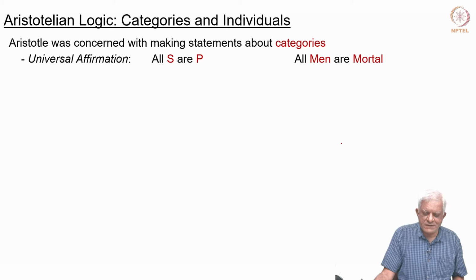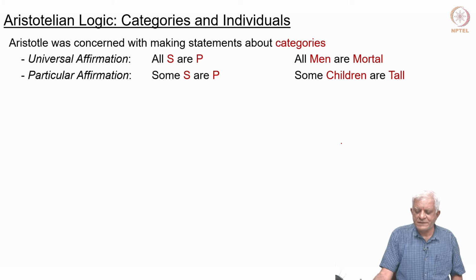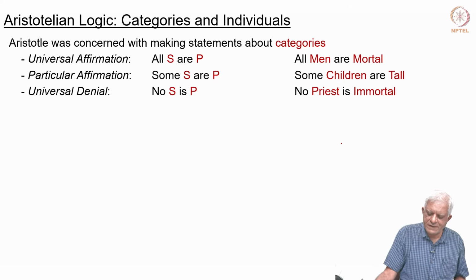The first is called universal affirmation. It says that all S are P essentially, and the example that you can remember is all men are mortal. I have written the categorical symbols here in red color. So, you can recognize which part of the sentence refers to a category and which part is something else. In some sense they are part of some connectives. Then we have particular affirmation, that some S are P. So, you might say for example, that some children are tall. We will deal with these kinds of sentences as we look at first order logic.